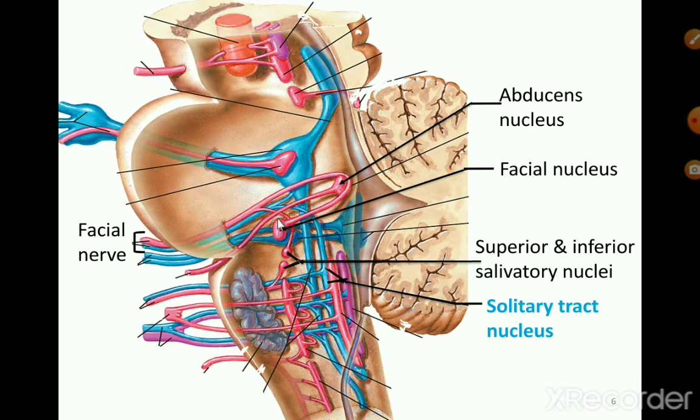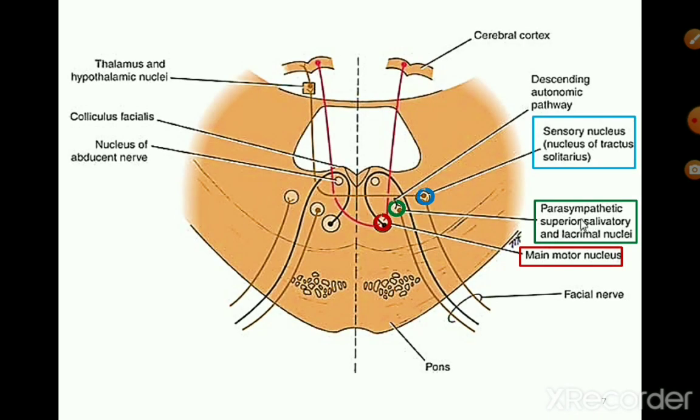Here is the location of the motor nucleus of the facial nerve, which is located in the ventrolateral aspect of the pontine tegmentum. To see more about the location of the facial nerve motor nucleus, here it is located anterior and lateral to the abducent nerve and medial to the parasympathetic and nucleus of tractus solitarius.